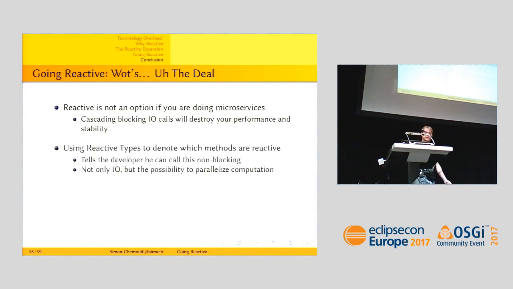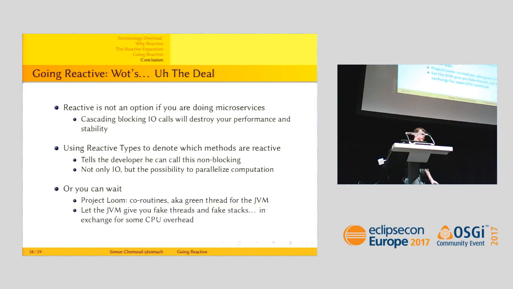As I said, also, the reactive types are useful to denote which methods are reactive. You can tell the developer, it's better than documentation: this is potentially a non-blocking call. Or you can also wait and do nothing.